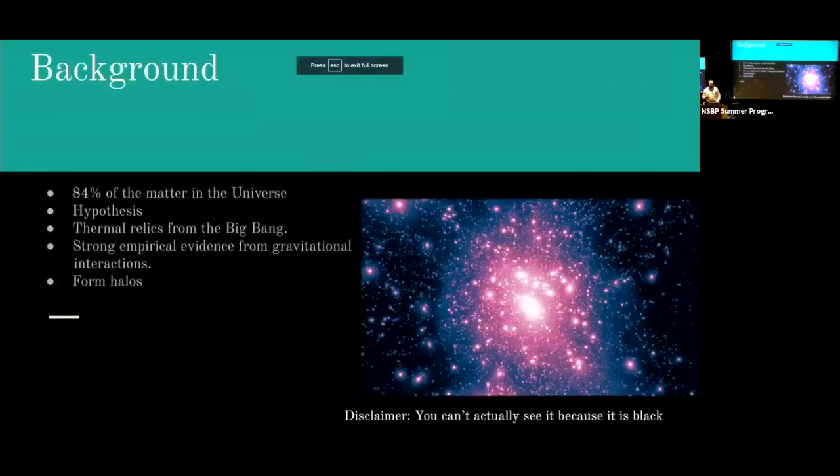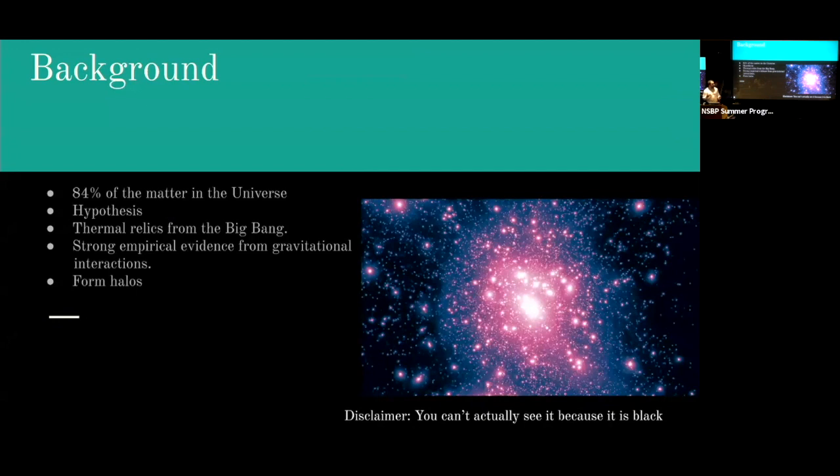So first off, I'm going to give you guys a little background on what dark matter is. Scientists believe that it's 84% of the matter in the universe. With that being said, everything I'm going to tell you today is still just a hypothesis. We actually don't know if it's out there, but there's strong empirical evidence from gravitational interactions between baryons, so subatomic particles, and itself, so N-body interactions.